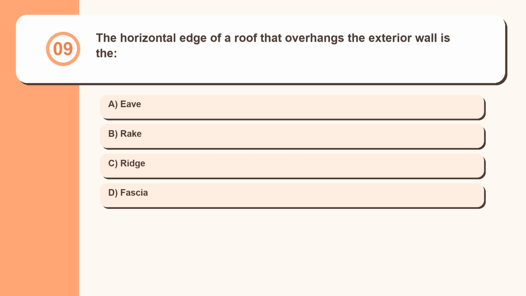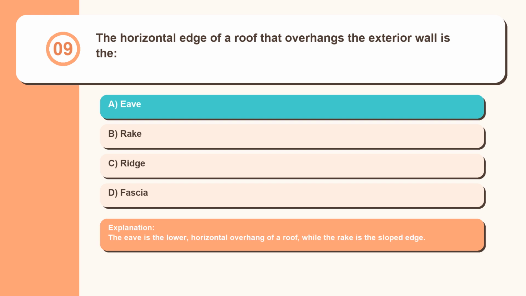Question 9. The horizontal edge of a roof that overhangs the exterior wall is the eave, rake, ridge, fascia. The eave is the lower, horizontal overhang of a roof, while the rake is the sloped edge.